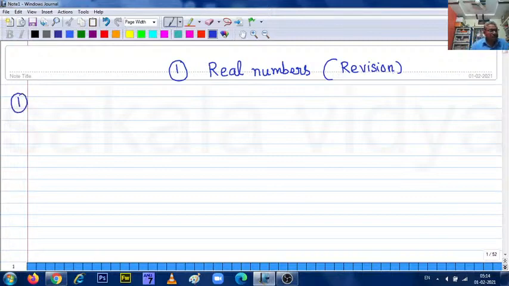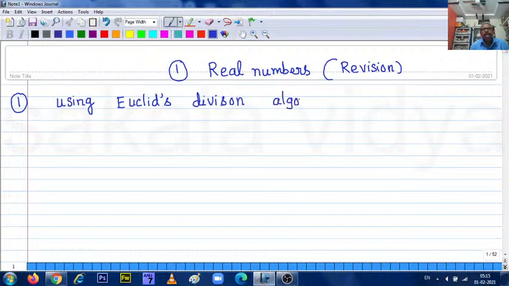First question. Using Euclid's division algorithm, find the HCF of 408 and 128. This is the question.